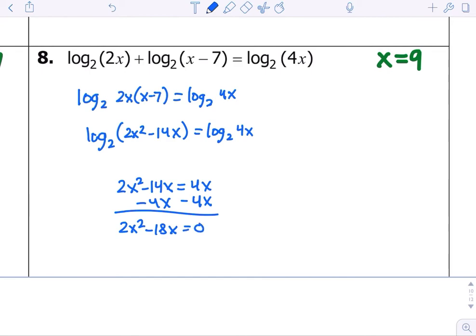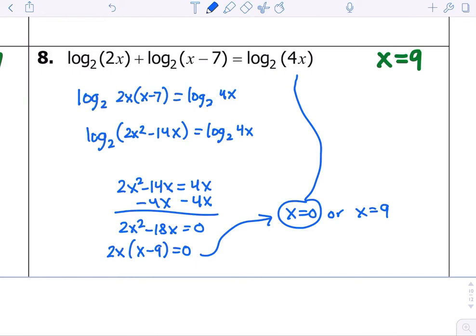equals 0. Factor the left-hand side, so we can factor out 2x from both sides, so x minus 9 is equal to 0. So that means x is going to equal 0, or x is going to equal 9. Now, if you plug this back into here, notice how right there you're going to get 4 times 0, and it's 0.